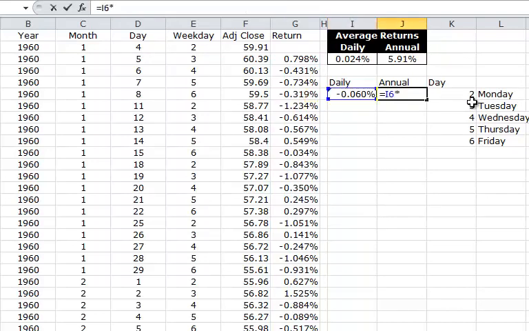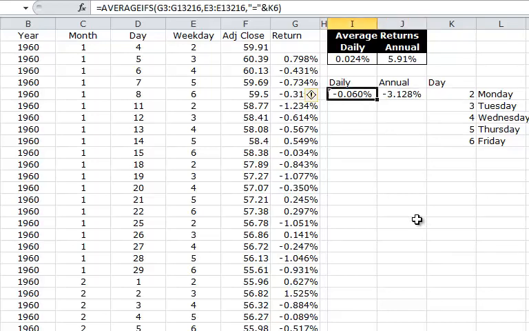Now remember, there are 52 weeks in a year. So if we have only Mondays that we're looking at, then to get the average annual return on Mondays, let's multiply that by 52. So just focusing on Mondays, we can see that the average return each year is about 3.128%.